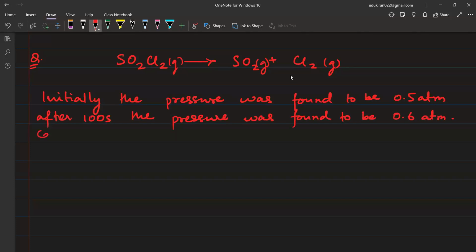They will ask you to calculate the rate constant for this reaction. Calculate the rate constant, इसको पहले करेंगे for this reaction.